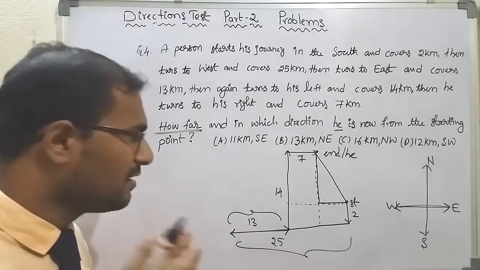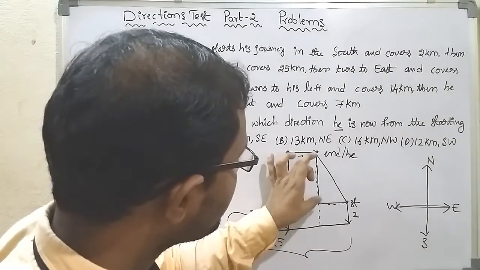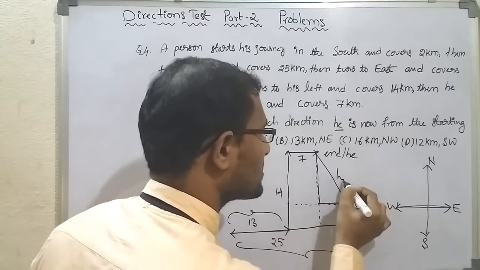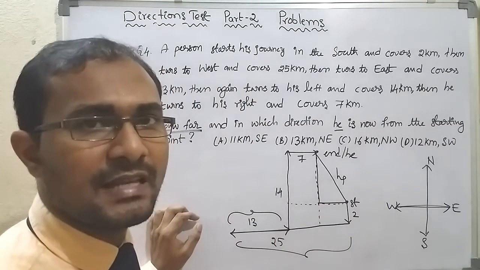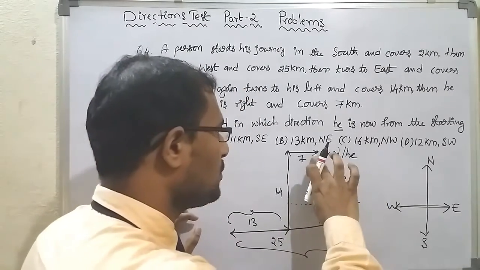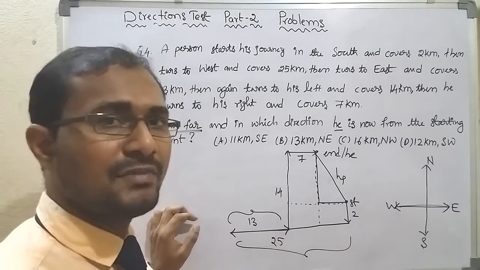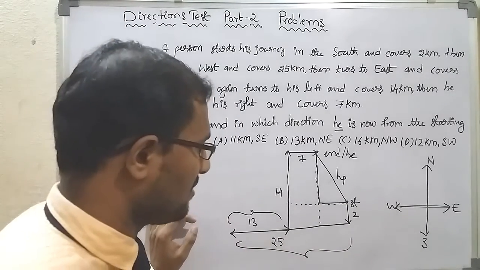Yes. Okay, now we don't know this distance and we don't know this distance also. This is the hypotenuse. Let us take the hypotenuse as HP. Now we don't know the opposite side length and the base value also. Let me explain how we can get these values.